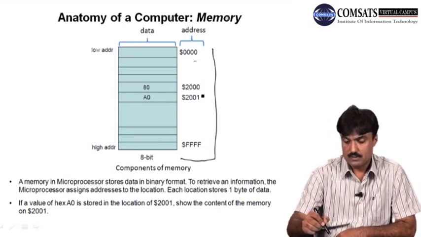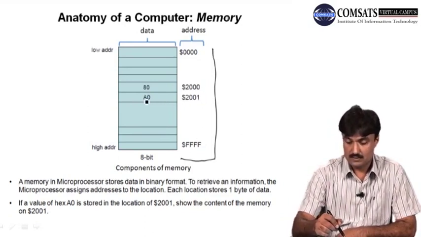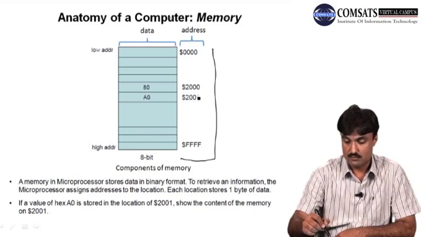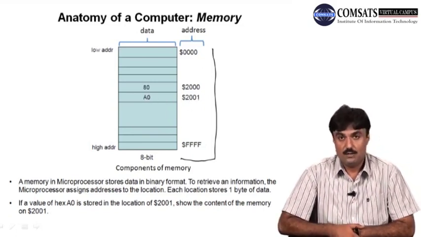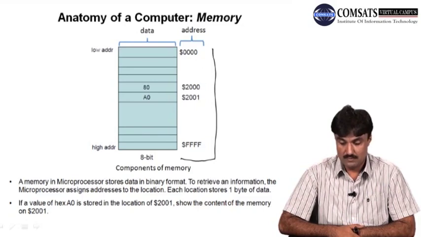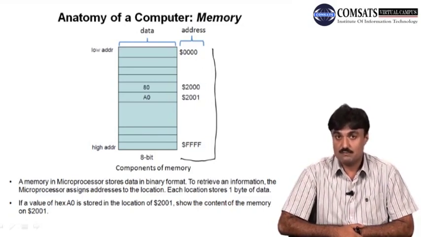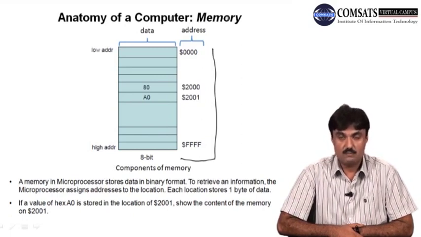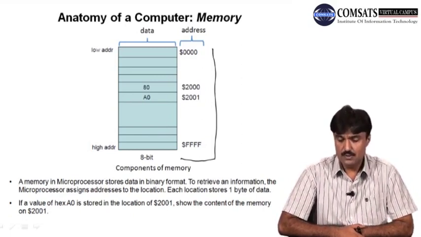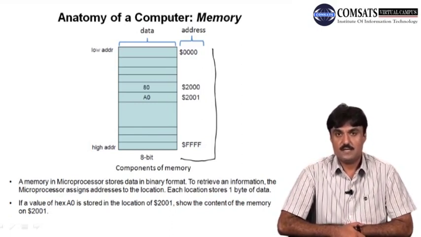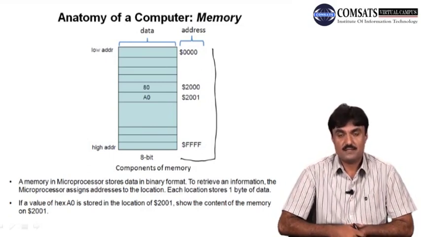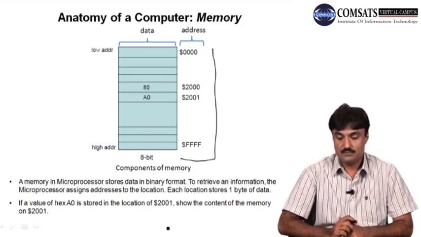For example, if we want to access data like A0 from 2001, this hexadecimal data is stored at memory location 2001. This memory location is represented in hexadecimal format. In the next few lectures we will see how data is represented in hexadecimal, binary, and other formats. Inside memory, data is stored at different locations, and these locations can be accessed through these addresses.